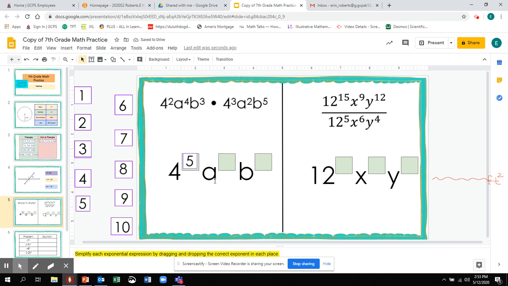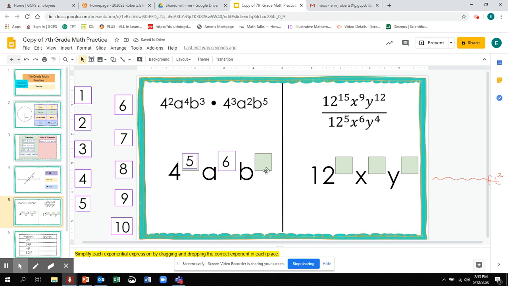Now I'm going to do the same thing with a. This a has an exponent of 4, and this a has an exponent of 2. So a to the 4th times a to the 2nd, I'm going to take my exponent of 4 and my exponent of 2 and add, and that gives me a to the 6th.